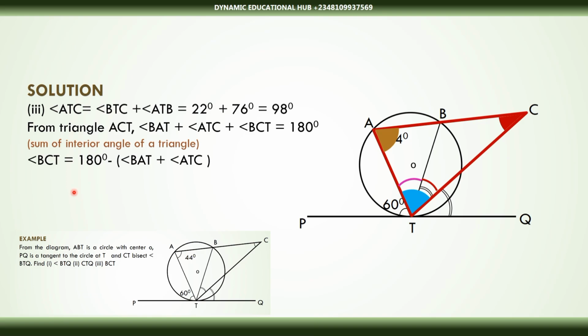Substituting their values into this equation, we know that BCT will give us 180 minus, what is BAT? 44 degrees plus, what is ATC? 98 degrees. So that will give us 180 minus 142. 44 plus 98, that's 142. And 180 degrees minus 142 degrees, we get 38 degrees. You can see that questions like this are simple when you know your theorem and how to apply your theorem.